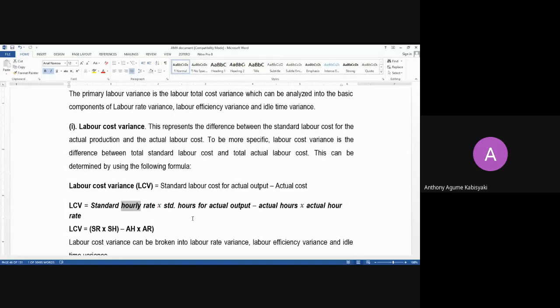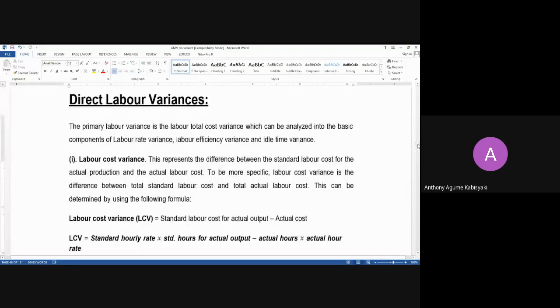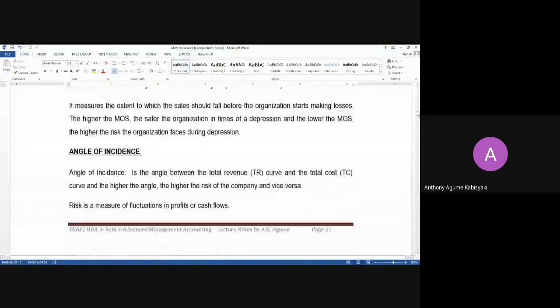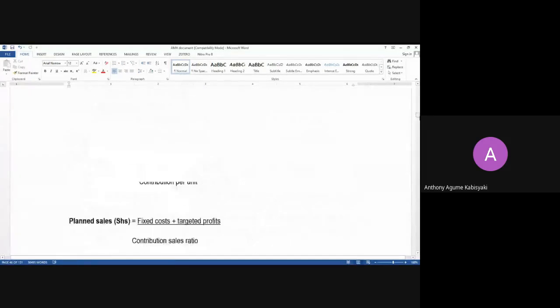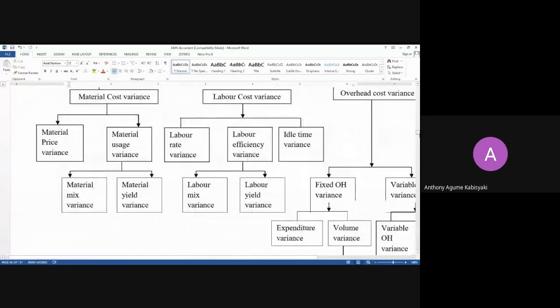So basically the remuneration could be either per hour, per day, per week, or per month. Okay? So as you compute labor cost, you need to get the standard hourly rate times standard hours for actual output minus actual hours times actual labor rate. And this labor cost variance, if I can take you back to our chart for cost variances, you see the chart is here.